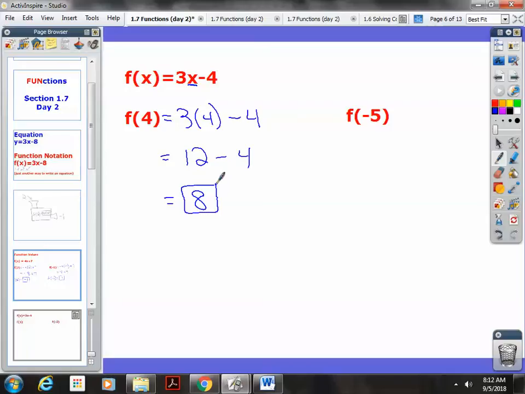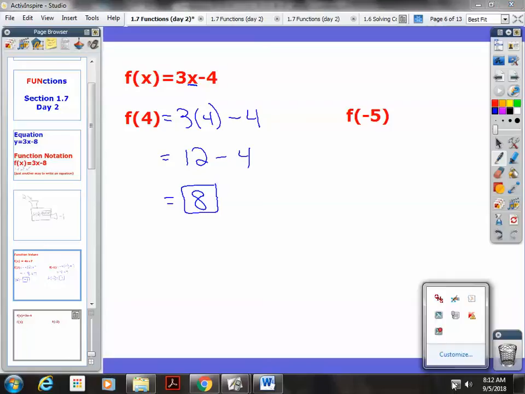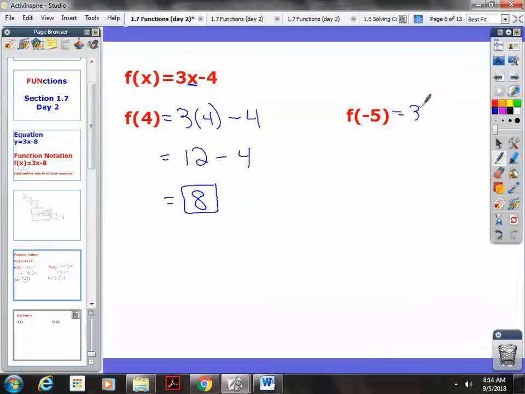I want you to try f of negative 5 on your own, if you would, please. Substitute in and use order of operations. Good. Replace x with negative 5. That was a substitution property, wasn't it? Now we'll use our order of operations. First thing we'll do is multiply. So negative 15 minus 4 is negative 19. How many of you got that correct? I think I walked around, most of you had that as your answer.